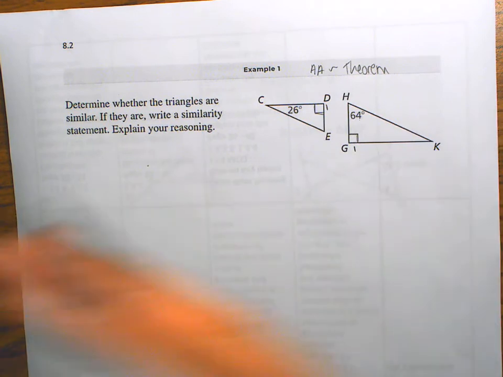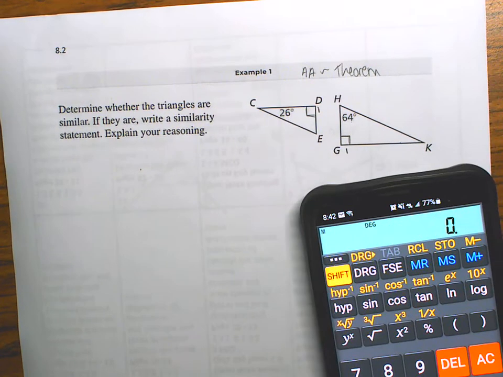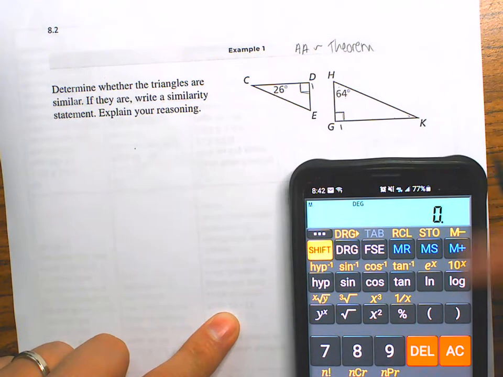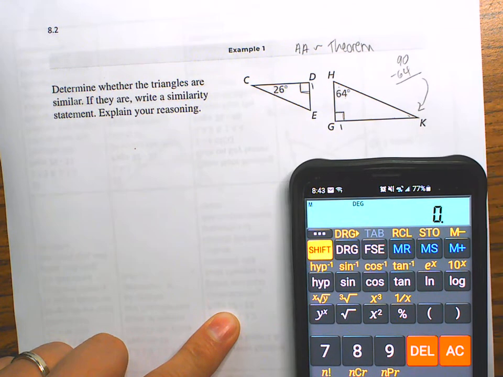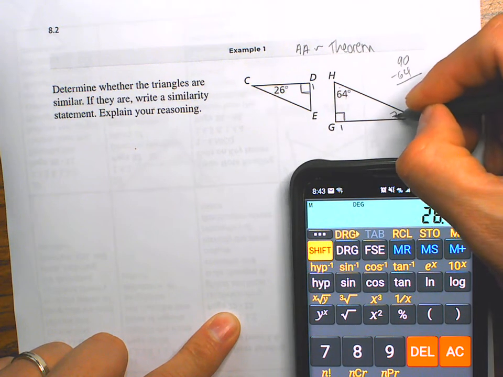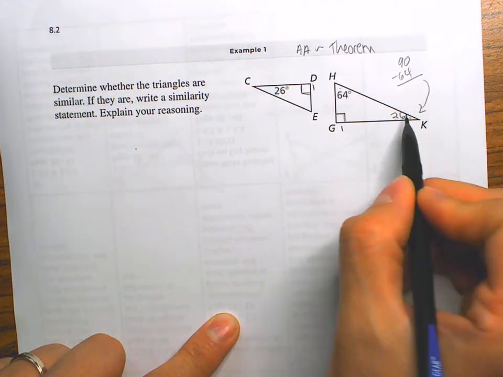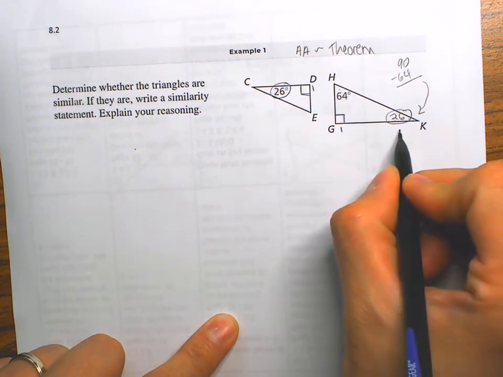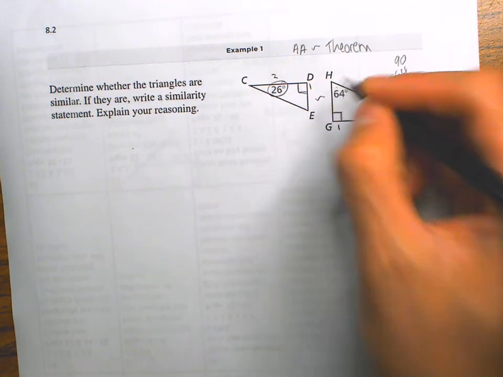Now, we do know that we can figure out what one of these angles is going to be. We know that this angle and this angle are going to be complementary. So whatever 90 minus 64 is going to be, it's going to be the measurement of that angle right there. 90 minus 64 is going to be 26. So this angle right there happens to be 26 degrees. So now that we can see that this is 26 degrees and this is already 26 degrees, we now have our second pair, which means that these triangles are going to be similar.